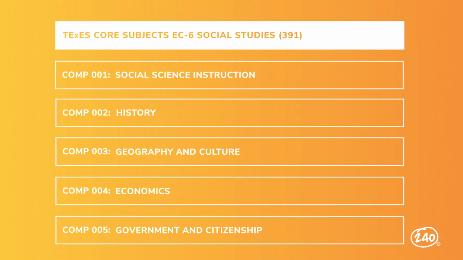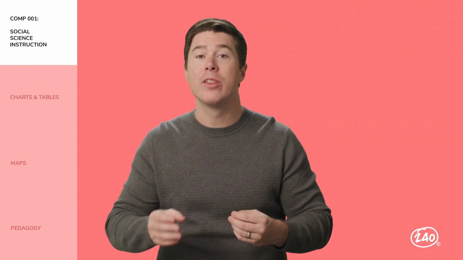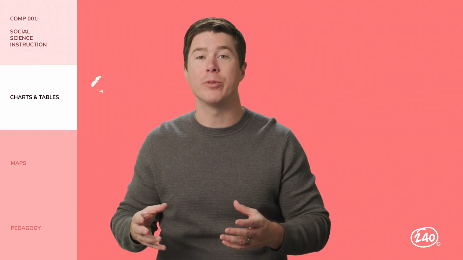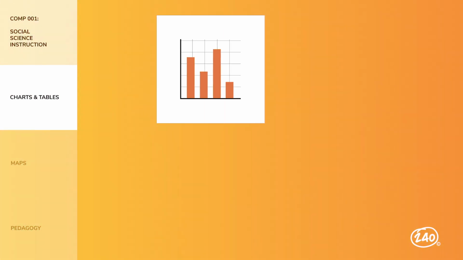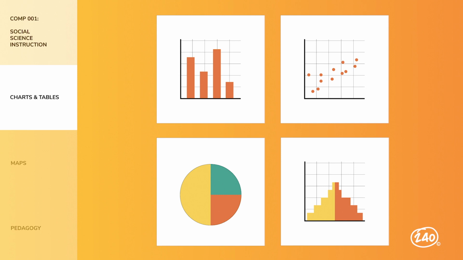But before we get to those 2 big, broad competencies, let's start at the top with social studies instruction. Now, this competency is very straightforward. It's really just how to teach social studies. There are 3 main things to know to get these questions right. The first is how to read charts and tables, specifically bar graphs, scatter plots, pie charts, a population pyramid, or really just a basic table.